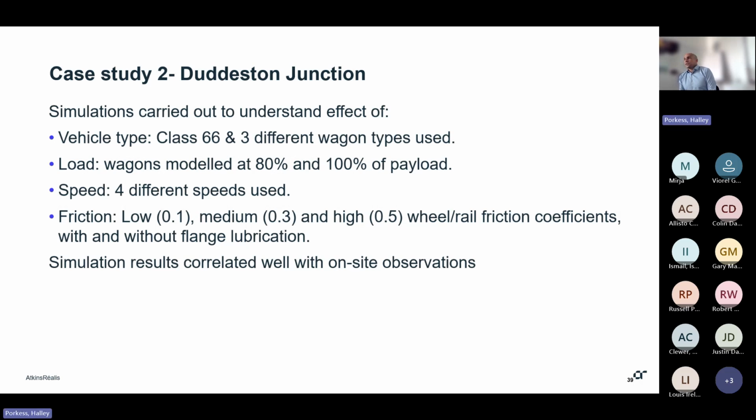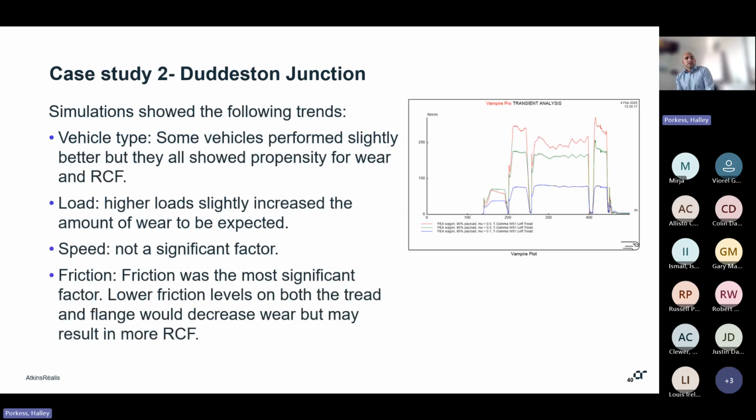The first thing we saw was that our simulations correlate quite well with what we've seen on site, which is good. Gives you some confidence. We found the following trends in our simulations. We found that some vehicles were slightly better. All the vehicles showed propensity for wear and RCF. We showed that higher loads slightly increased the amount of wear to be expected. We found that speed was not a significant factor. What we found was that friction was the most significant factor. So if we could lower friction levels on both the tread and flange, that would decrease the wear, although there was a risk of higher RCF.